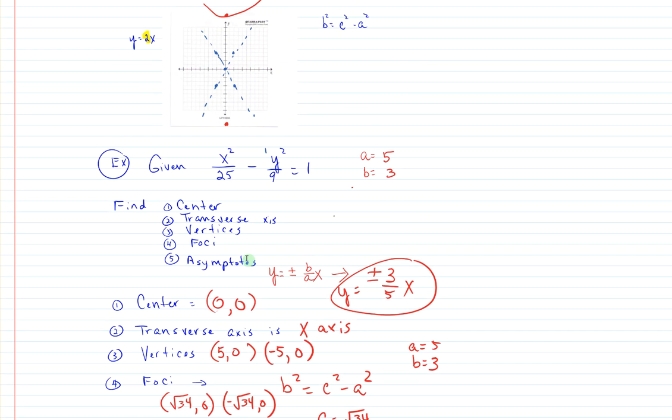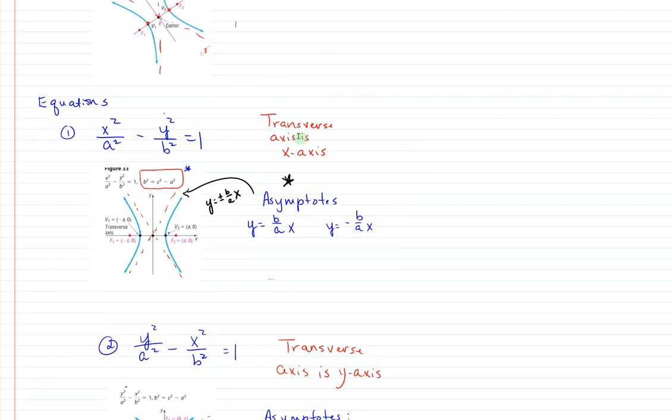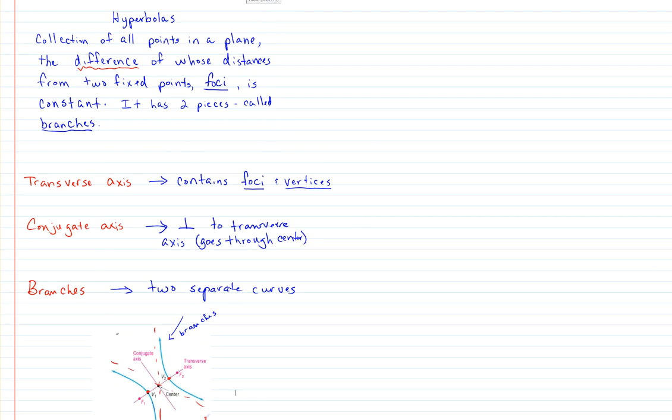And we could figure out the asymptotes because it would be plus or minus b over a, and you would get these. So I think that'll get you enough to get going on our problems. Let's go look at the problem set.